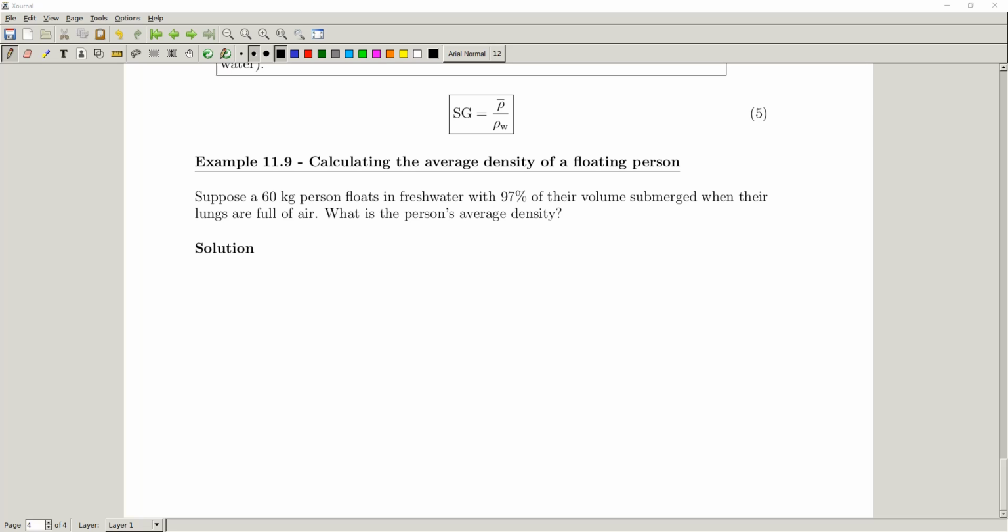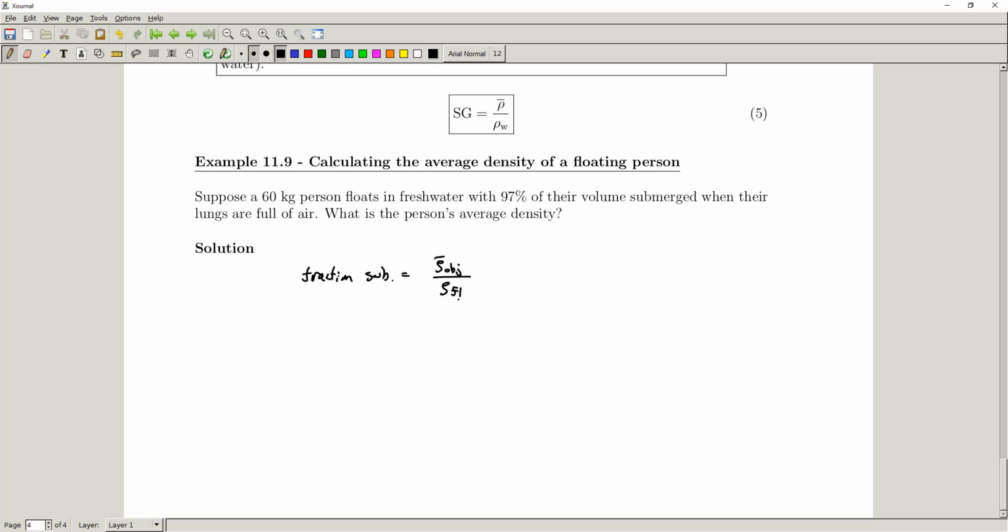Okay, so we want to find the person's average density when their lungs are full of air, obviously, right? Because we're doing this measurement when their lungs are full of air. So we just want to find what the average density of our object is. So we know that the fraction submerged is going to be equal to the average density of our object over the density of our fluid.